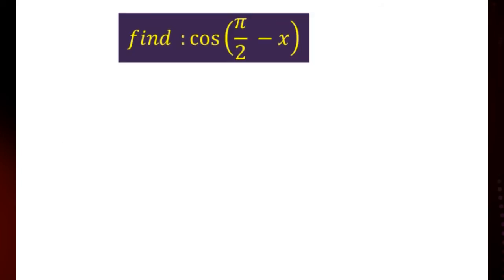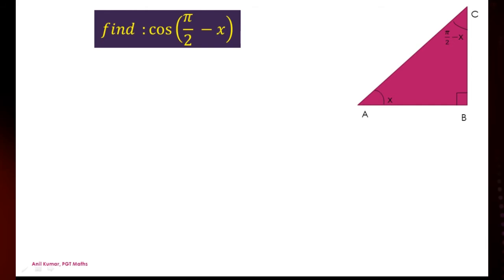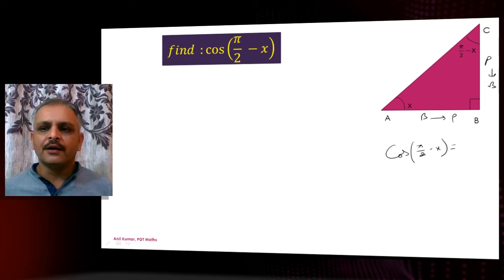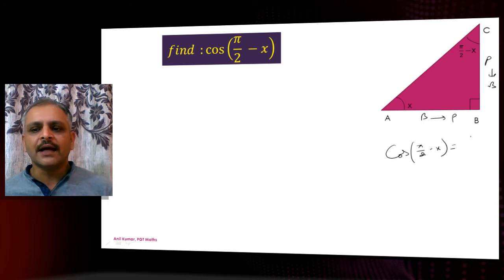Next is cos pi by 2 minus x. So similarly as we did there, perpendicular will convert into base and base will convert into perpendicular. So if I take this angle, then cos pi by 2 minus x will become sin x. The reason is that whatever was base, now it will become perpendicular. So perpendicular by hypo is sin x.